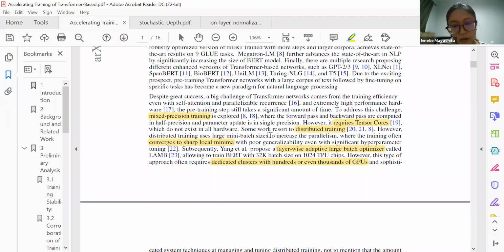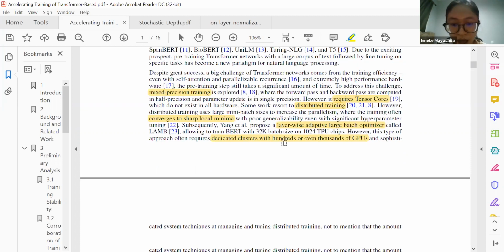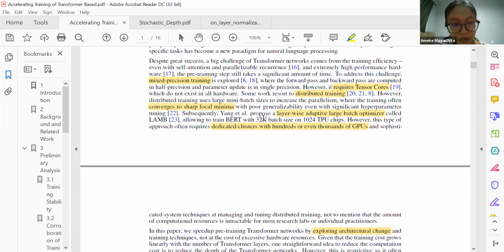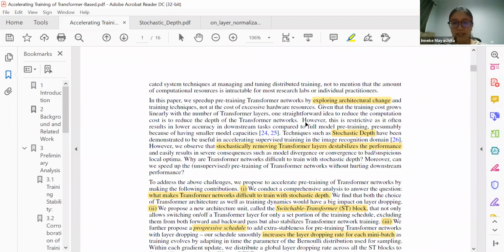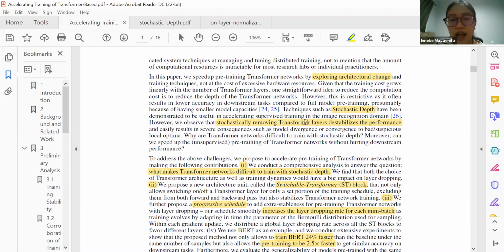The second approach to solving this transformer problem is distributed training. But again, it will lead to parallelism, which might converge not to the global minima but to the local minima, and generalization is poor. The other approach that people have tried is LAMB, which is a layer-wise adaptive large batch optimizer. But again, this also requires a lot of hardware, thousands of GPUs, which is not always accessible for most people. What this paper is trying to do is look at a different architecture of transformer, which is very interesting.